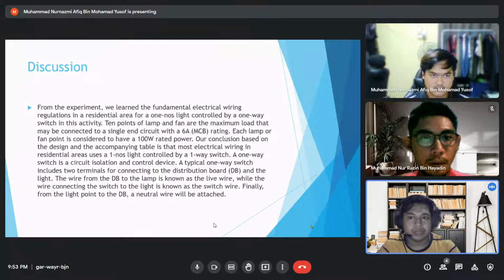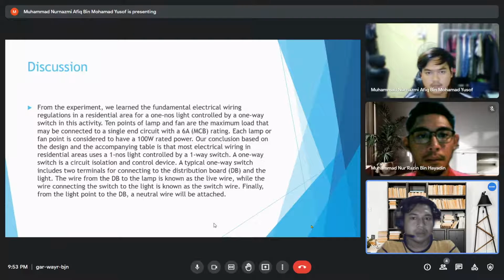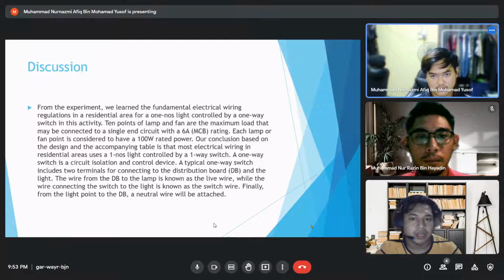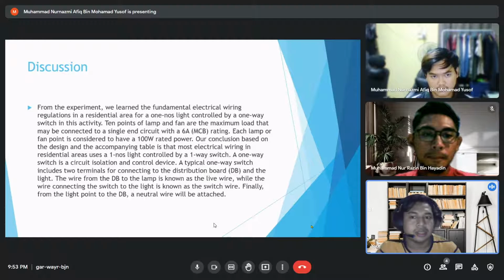For the discussion, from the assignment, we learned the fundamental electrical wiring regulations in a residential area for one lamp controlled by one-way switch. In this activity, 10 points of lamp and fan are the maximum load that may be connected to a single-end circuit with a 6 ampere MCB rating. Each lamp or fan point is considered to have 100 watt rated power. Based on the design and the accompanying table, most electrical wiring in a residential area uses one lamp controlled by a one-way switch.